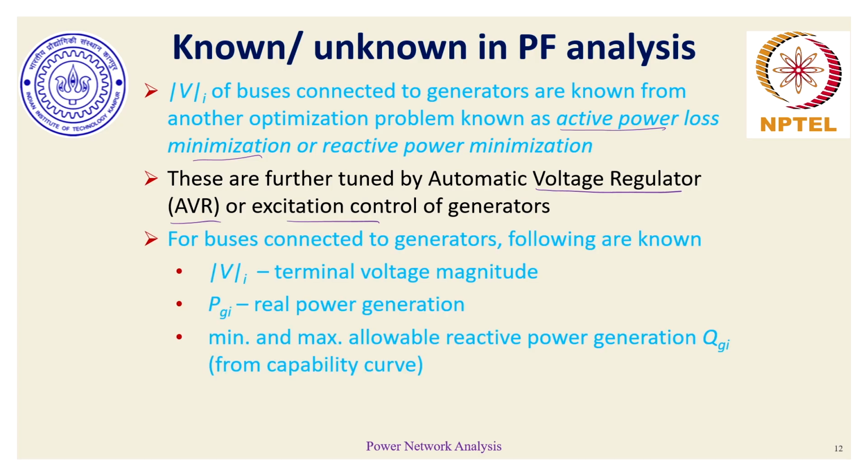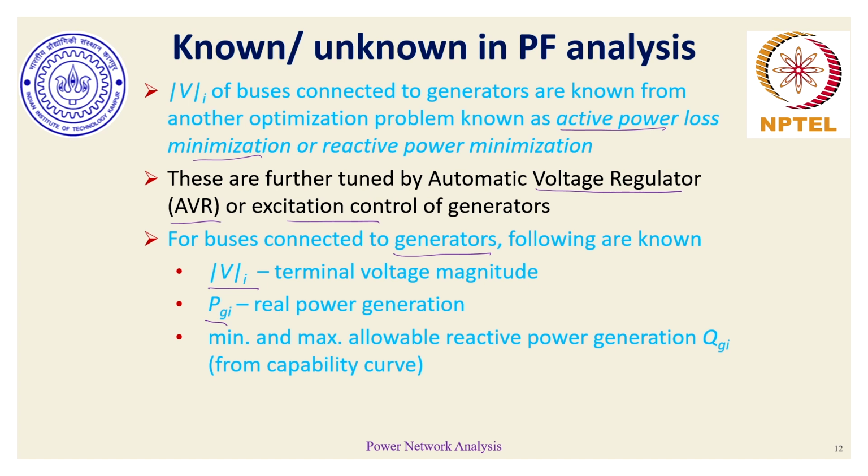So essentially, for buses where generators are connected, what we can know from the optimization and related optimization exercises is that the terminal voltage of a generator can be specified. Its set point can be changed as per the reactive power control or excitation control of the synchronous generator, and the corresponding real power output can be known depending on the economics involved.